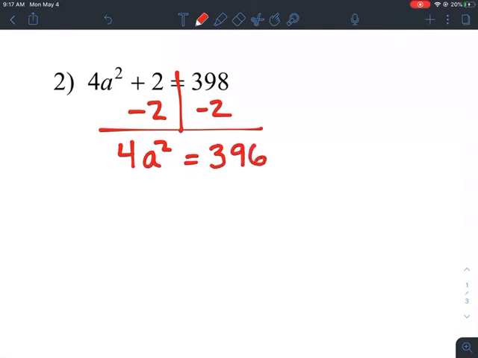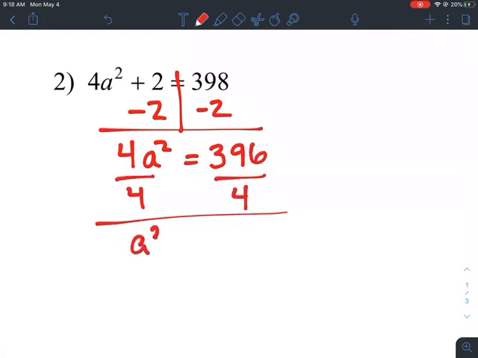Anyway, so 396. Okay, so one way to tell if something's divisible by 4 is first it has to be an even number, but if the last 2 digits are divisible by 4, which 96 is, then you know that your number is divisible by 4. It's just a little trick there. So when I divide by 4, I will get 99.